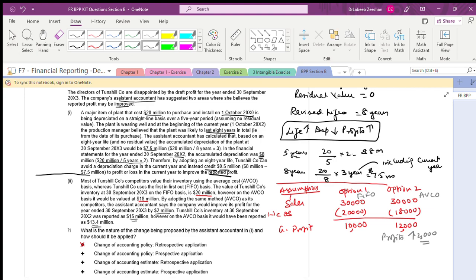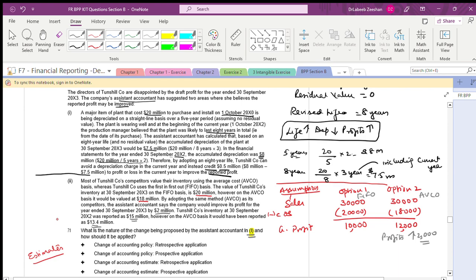What is the nature of the change in policy proposed? What is the nature of the change being proposed by the assistant accountant in option 1? When we are talking in terms of option 1, see what happened: it is not changing the policy. We are not changing the method. What we are doing is changing the estimates. We are changing the estimates as such.